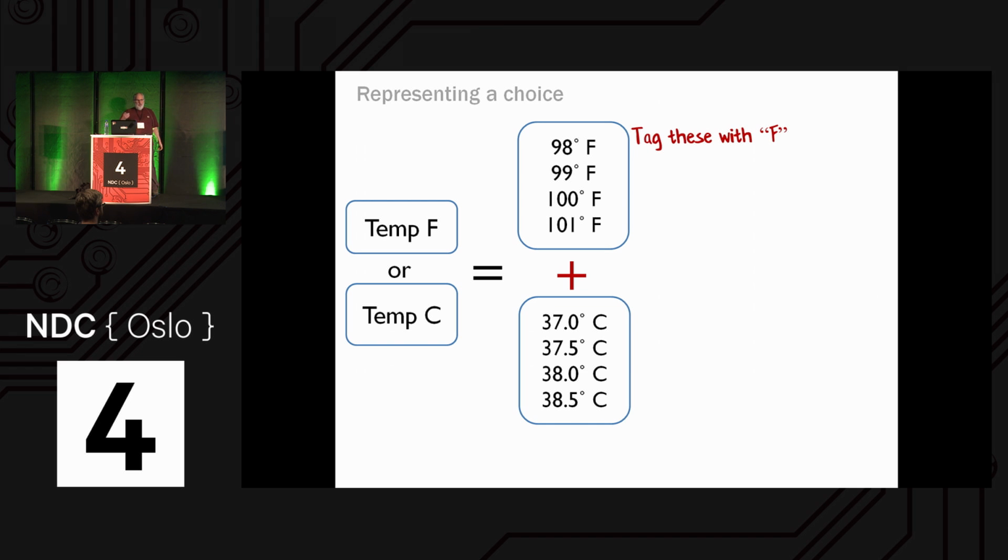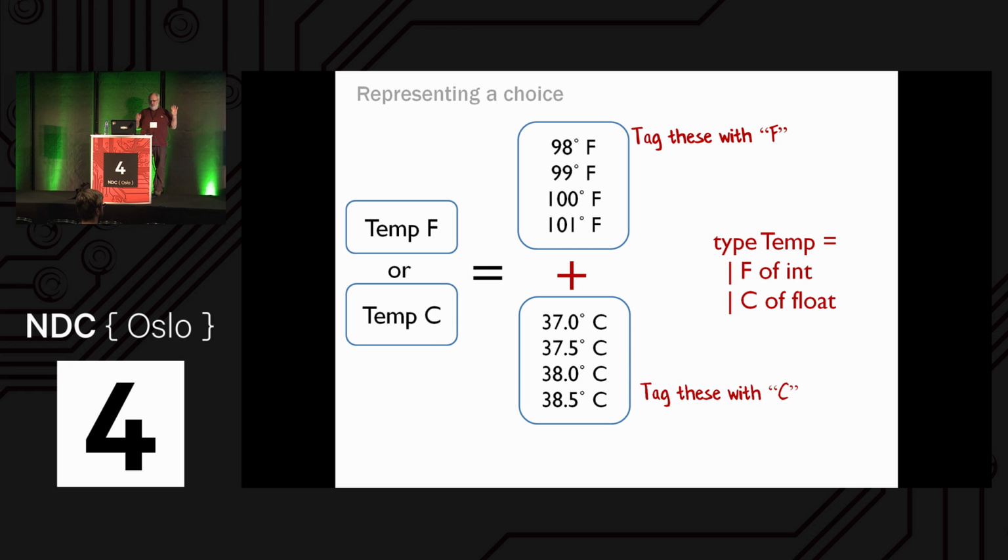Now, in this case, they might both be integers or something. So we need to distinguish between the Fahrenheit cases and the Celsius cases. So when we write our code, we're going to have to tag them, saying, well, this is the Fahrenheit case, this is the Celsius case. And we write it like this. We say the temperature type is a choice between an F, where there's an int associated with it, or a C, where there's a float associated with it. So that's how we would write a choice type, or a sum type. Okay, it's a choice between these two things. And this is the kind of type that you don't have in C#. This is very unique to sort of functional programming.